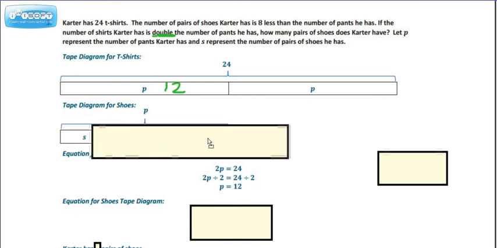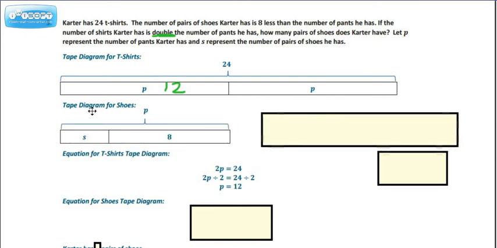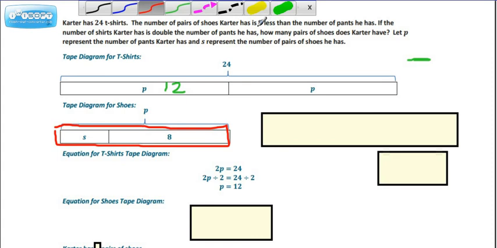All right, so now let's look at a tape diagram that's going to help us with the next part, which is on shoes. Now remember this piece right here, let me trace it in red, this piece right here is going to be equal to this piece, which we just figured out is 12. Now, how can we draw a tape model that looks like that? Well, let's reread. Let me move that out of the way so we're not confused. Let's focus on this 8 less part right here. It says the number of pairs of shoes Carter has is 8 less than the number of pairs of pants.